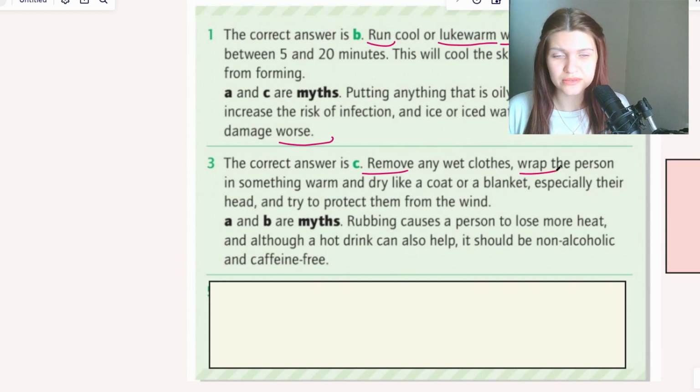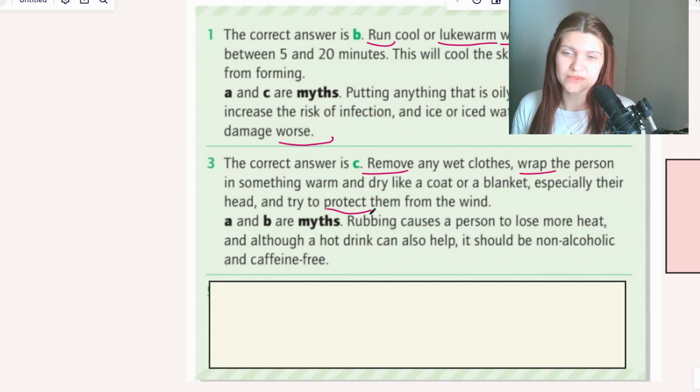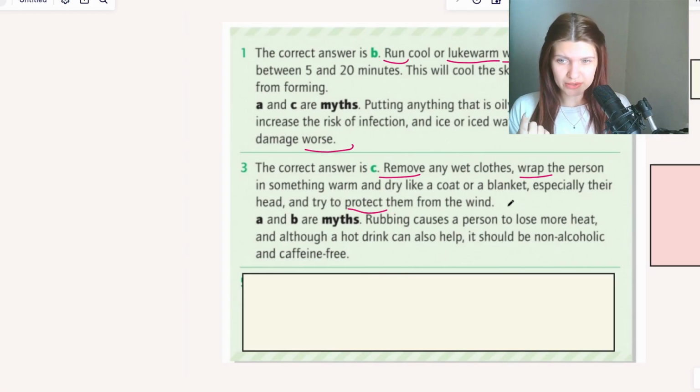Wrap the person means to cover a person with a blanket or a coat, especially their head, and try to protect them from the wind. Protect means to save them from the wind. C. Only one answer is a fact. And A and B, they are myths. Why? Rubbing causes a person to lose more heat. Yeah. To lose more heat.